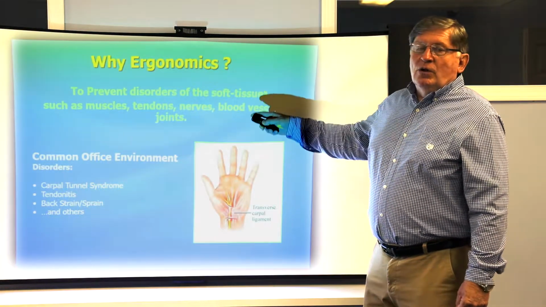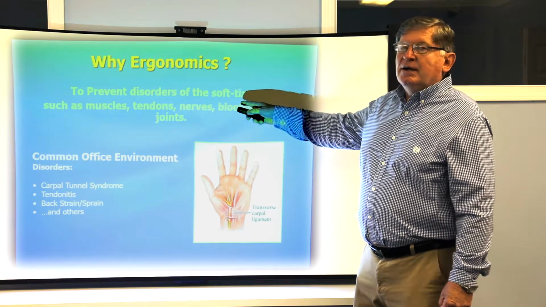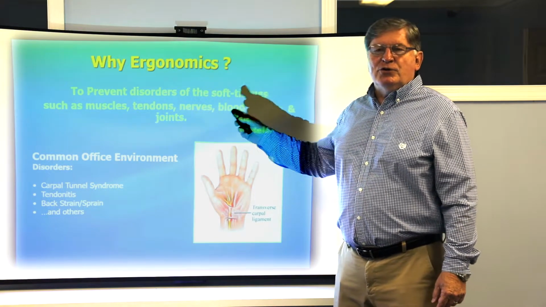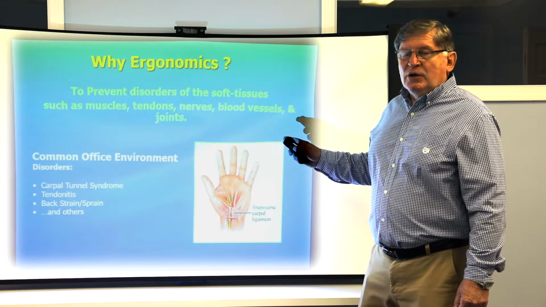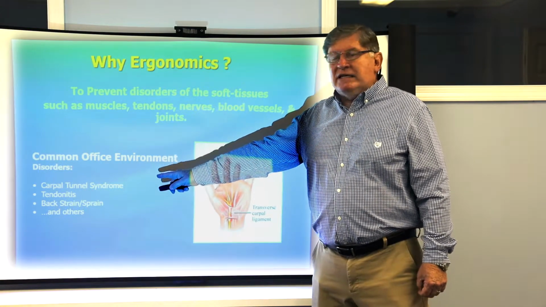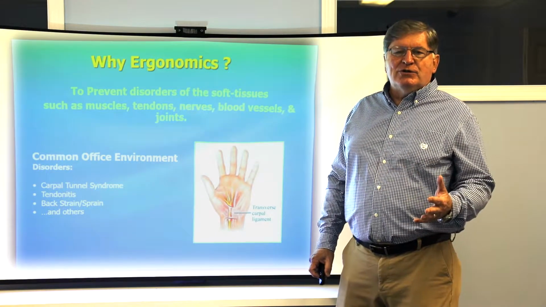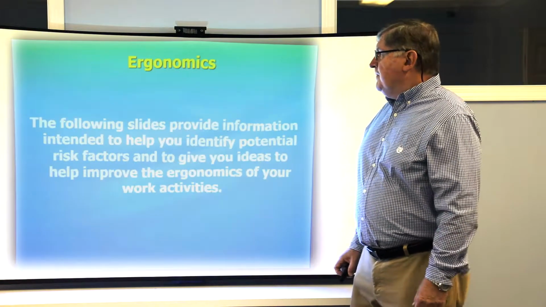So the goal of this presentation is to try to help you to understand and prevent soft tissue injuries such as muscles, tendons, nerves, joints. And the ones that are most common in a workplace environment are carpal tunnel syndrome, tendinitis, back strain, and sprain. So we're going to focus on those today and see if we can give you some help as to how to avoid these problems.